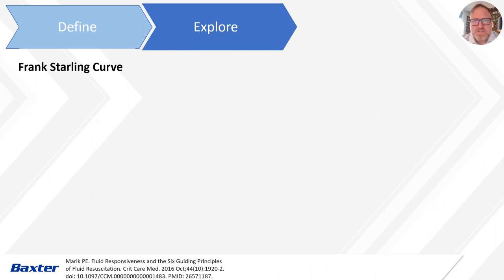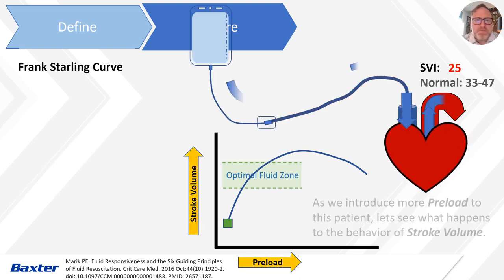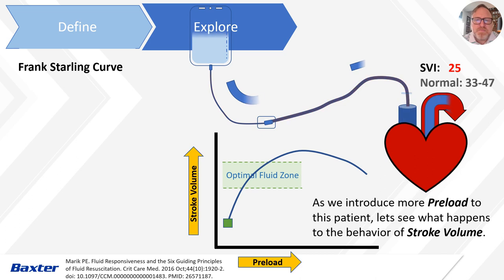So let's get into the Frank-Starling curve. Let's put what we've learned into action here, right? As we can see here on the right, I have a patient with a stroke volume index of 25, where normal range is 33 to 47. So obviously this is a patient that's hemodynamically unstable. If we did a passive leg raise on this patient, hopefully they're fluid responsive. Let's just pretend that they are. Let's see what happens when I give them some fluid.